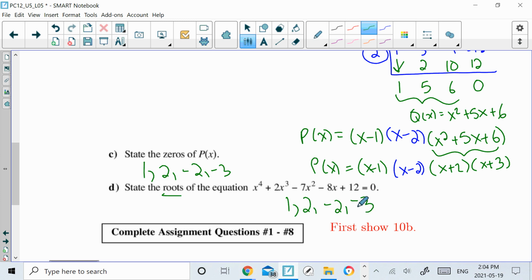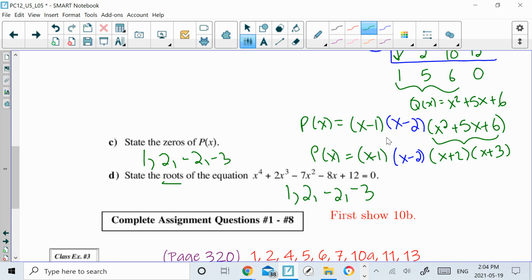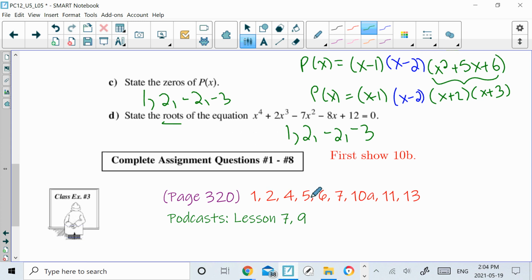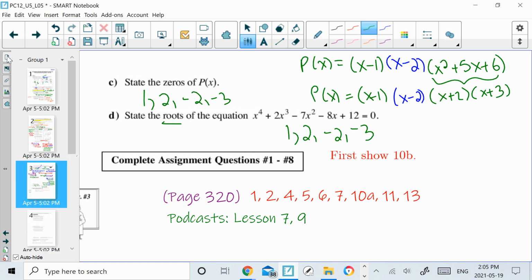I'm going to give you your homework. Because there was only one question where they fully factored a 4th degree polynomial, I want to do one more with you. But those of you that don't think you need it, you could go right to this homework if you wanted to. There's 2 podcast lessons that correspond to this, so podcasts 7 and 9. Those of you that want to see one more comprehensive example, I will quickly do 10b. So if you want to flip to 10b.